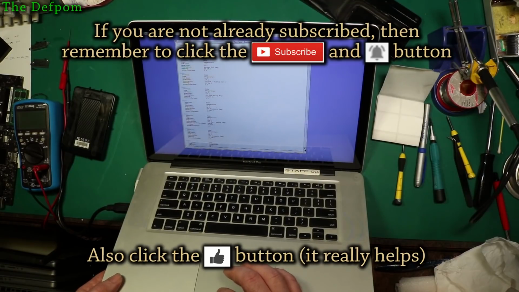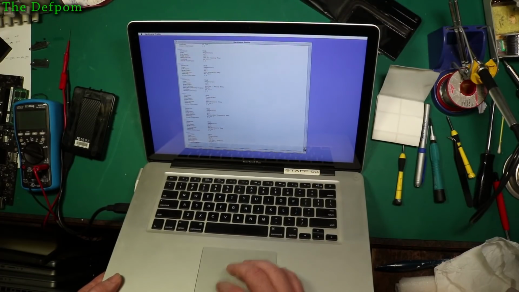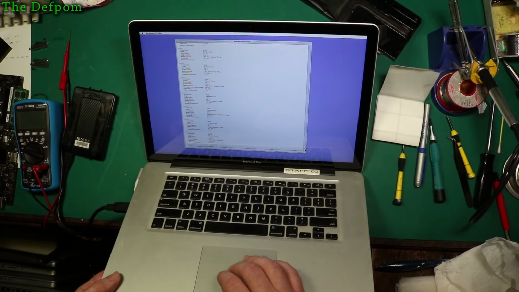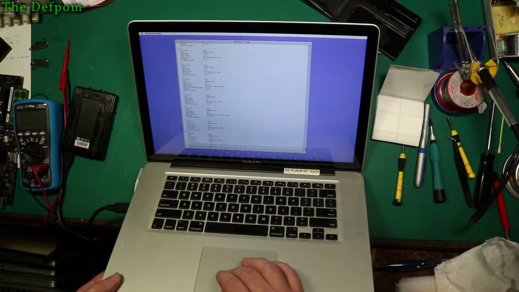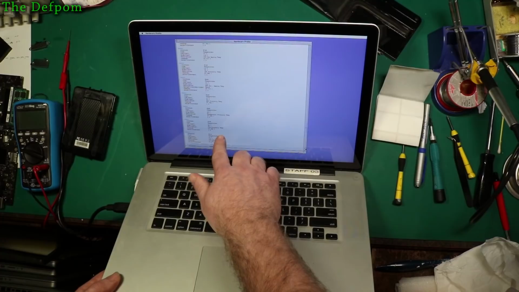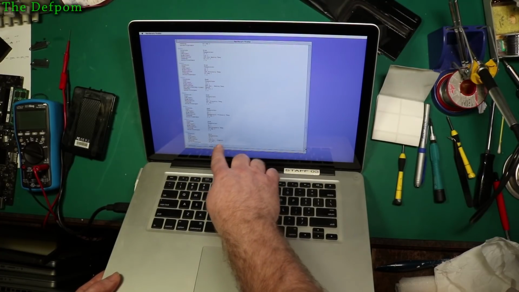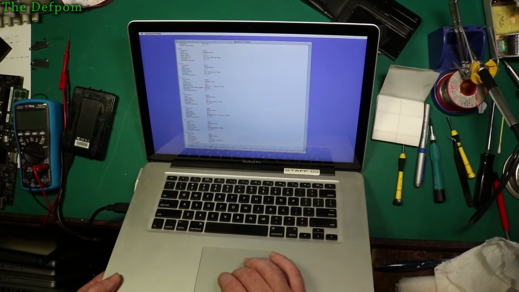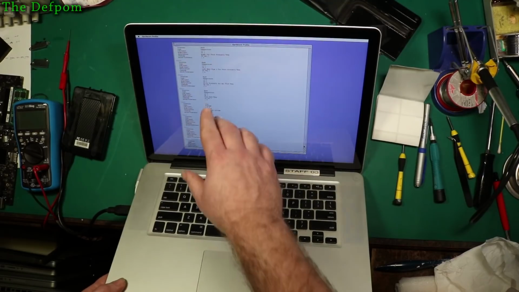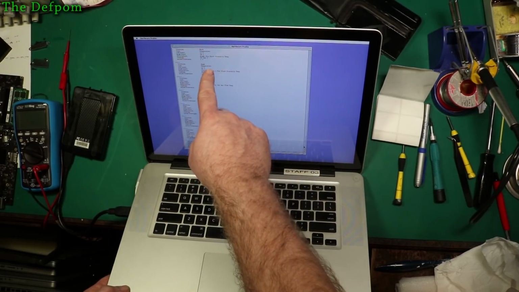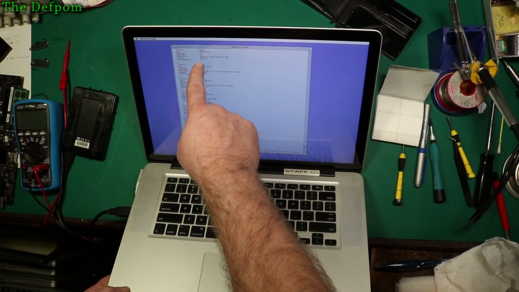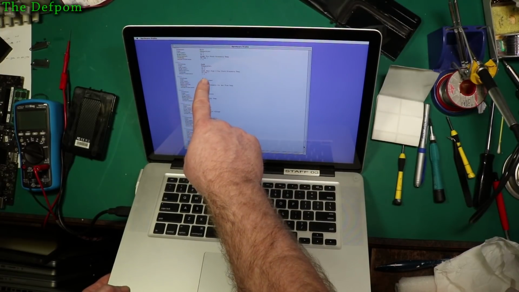So GPU die is 57, GPU proximity is 57. Alright, so those are the things I need to look at. PCH is 60. And proximity temp and die temperature 64. Heat sinks 55, 53.